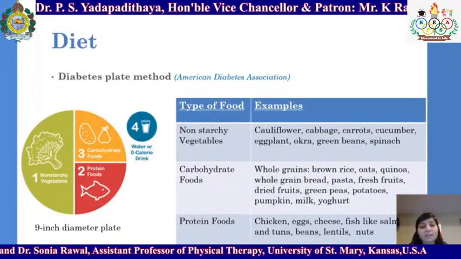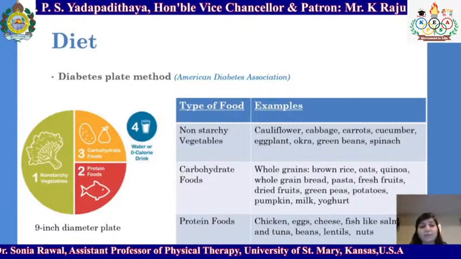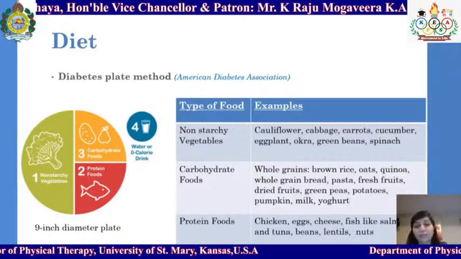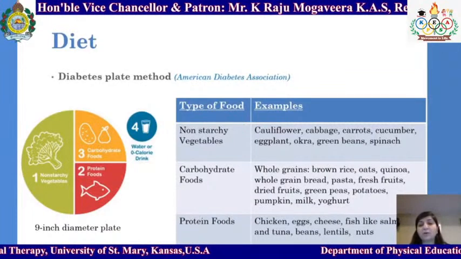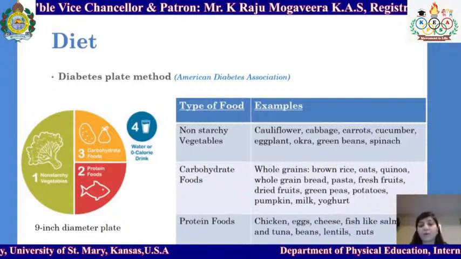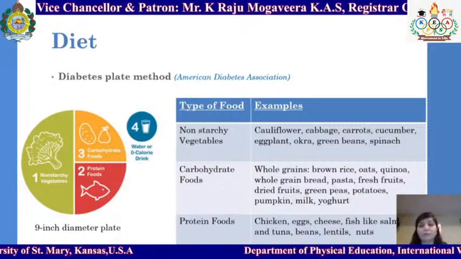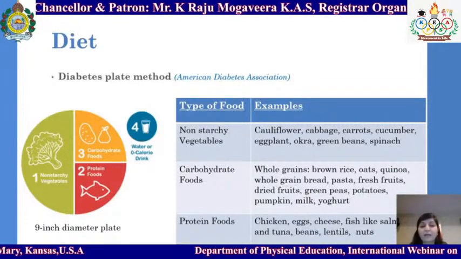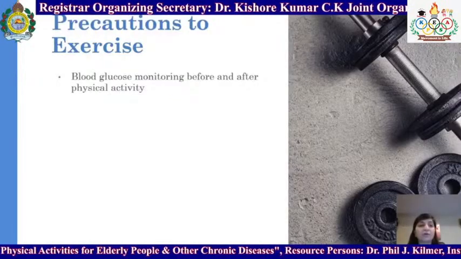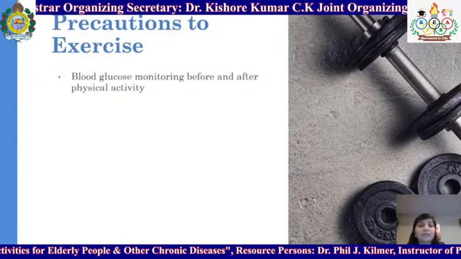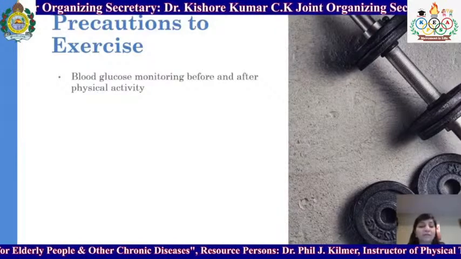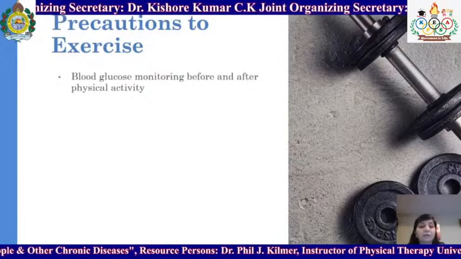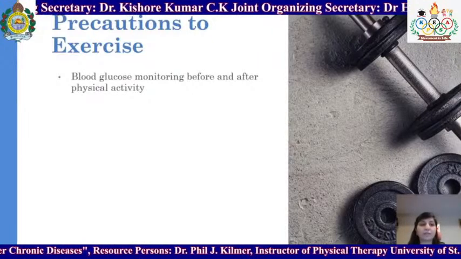Here are some examples: non-starchy vegetables like cauliflower, cabbage, carrots, okra, green beans; carbohydrates like whole grains, whole brown rice, whole oats, quinoa, whole grain pasta, fresh fruits, dried fruits, potatoes, pumpkin, milk, yogurt; and some protein foods. For the precautions, consultation should always be done with the physician if any diabetic patient is planning to do any sort of exercises.